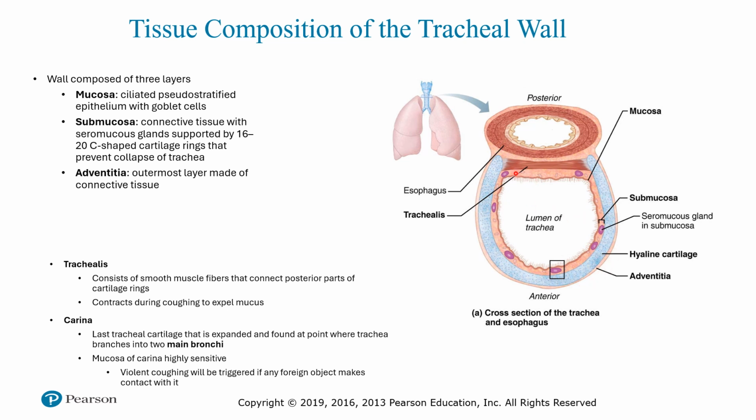This muscle is known as trachealis. It is present on the posterior surface of the trachea, because at the posterior surface there is no cartilage. This ring of cartilage is not complete. And then the lowermost cartilage of the trachea is known as the carina, and it is very sensitive. If any foreign material gets in, we get a cough reflex.